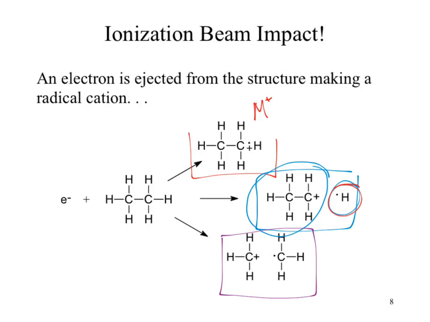What happens in the last case? Where was the electron ejected? From our carbon-carbon bond. And we again end up with two pieces: a methyl cation and a methyl radical. The methyl radical gets filtered out. We don't see that hit our detector, and our methyl cation hits the detector. And I now see a peak for the mass of that piece. What is the mass of this piece? 15. Carbon is 12 plus 1 for each of the hydrogens. We've got a peak at 15 for that piece.